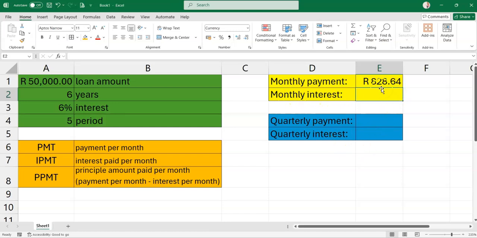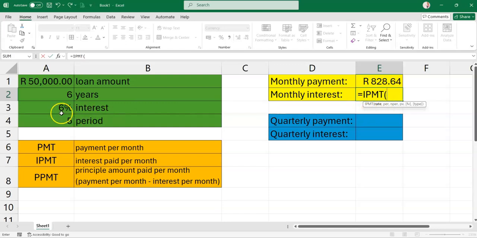Then the next one, they want to know from that amount how much of that is interest in a certain period. So I'm going to start with equal IPMT, open bracket. Again, interest rate, I'm going to say 6%. Again, divide by 12 because we are talking about monthly. The only difference here now is they want to know the period, which I will then click on 5. Or, like I said in class, we actually type it in.